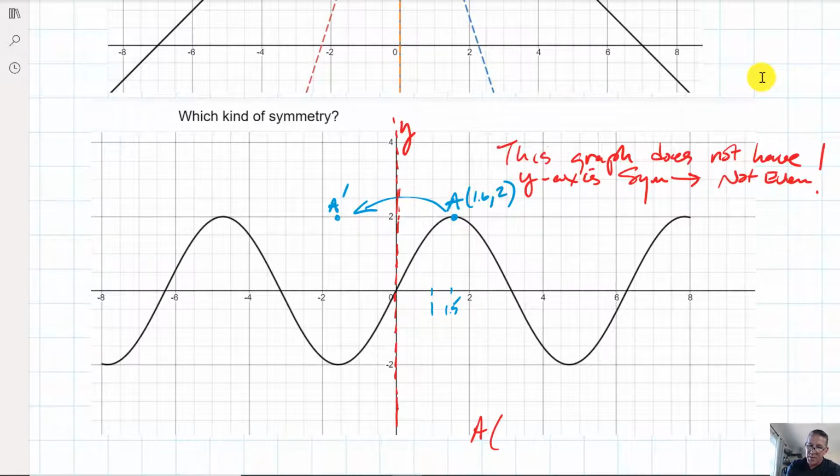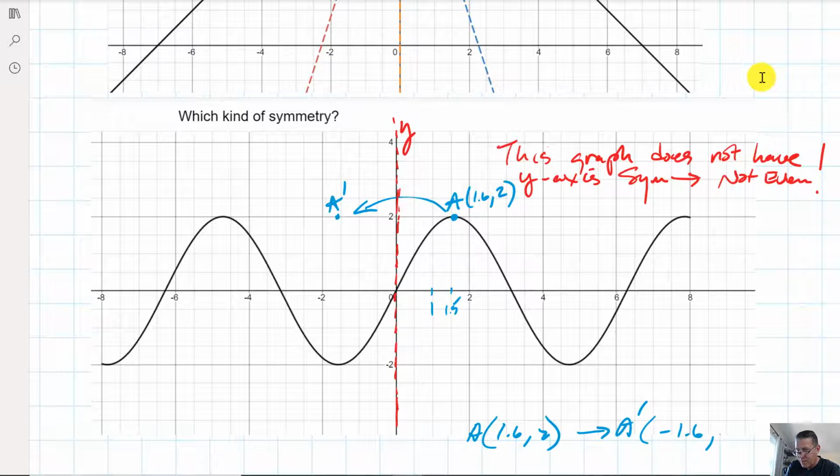So let me redo this one here. 1.6. Actually, I plotted it correctly here. I just didn't write down the coordinates correctly. So if I was going to take A, which is 1.6 comma 2, now that I got that right, and I take the opposite of both of them, the opposite of 1.6 and the opposite of 2, and I plot that, I go left 1.6 and then down 2, it'd be right here. Holy cow, we'll call this the A double prime.